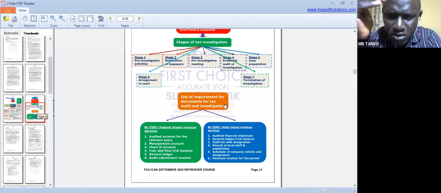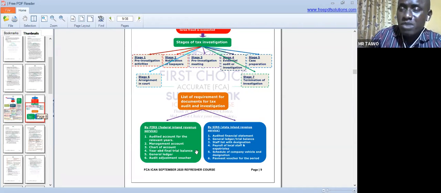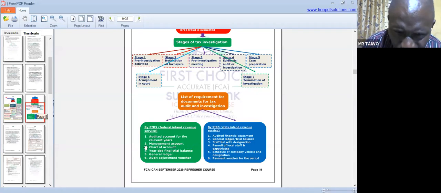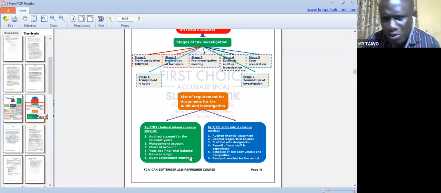If the tax authority is coming to your company to do a tax audit or investigation, they will need some requirements from you. You can check it later, but I try to pick some of those. If it is FIRS, what are the information they require from you to do tax audit and investigation? They will ask for your audited accounts for the relevant years, management accounts, chart of accounts, the year-end trial balance, general ledger, audit adjustment voucher, and so on and so forth. Just identify 5 or 6 of them and pick them.